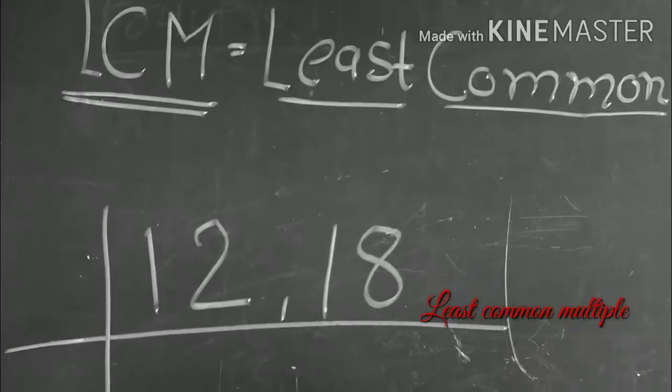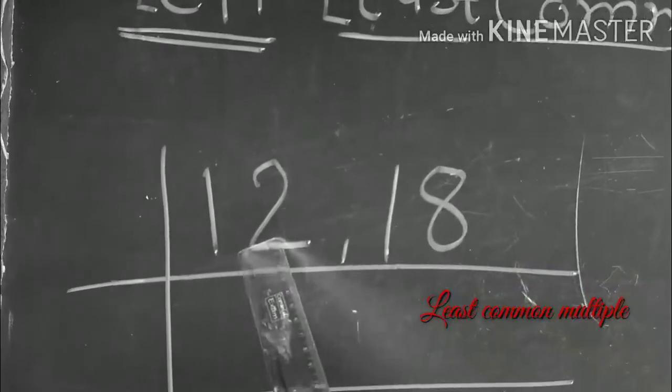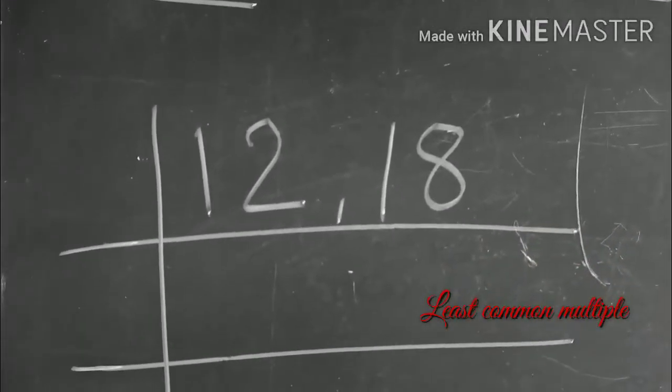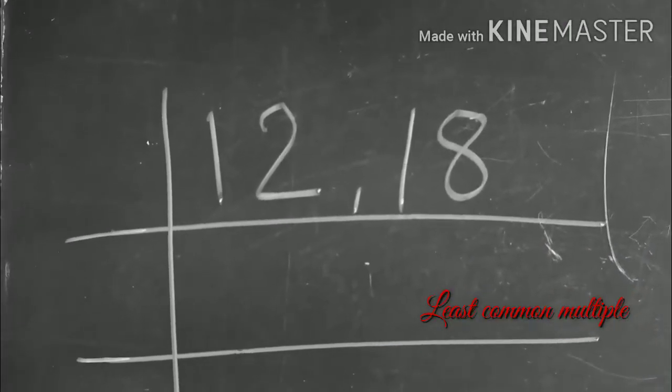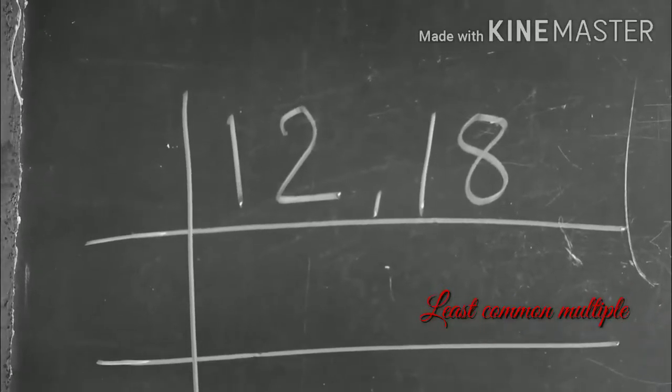First rule: we have to divide the given terms, 12 and 18. The smallest term is 2, then 3, then 4. We will move to the next term like that.